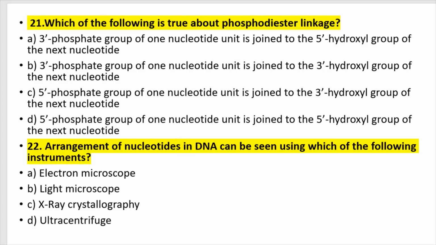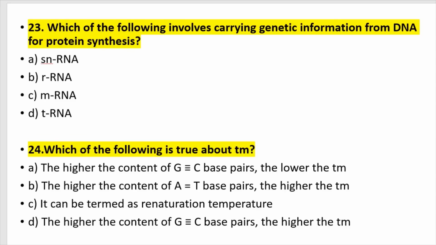Number 21. Which of the following is true about phosphodiester bonds? We know that in phosphodiester bonds, the phosphate group on carbon number 5 joins with the hydroxyl group at carbon number 3. So which is this one here? The 5' phosphate group of one nucleotide unit is joined to the 3' hydroxyl group of the next nucleotide. So the answer here is this. 22. Arrangement of nucleotides in DNA can be seen using which of the following instruments? We use X-ray crystallography. That's what we use.